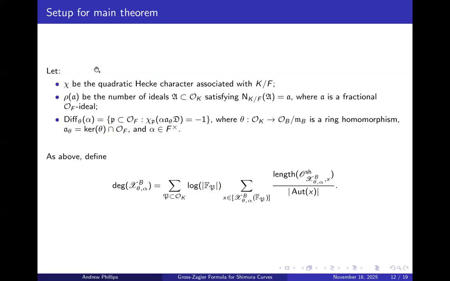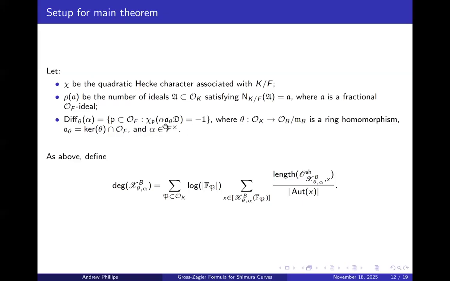So we have this function. I want to state it more generally because I want to allow for the possibility for that to be equal to 0. And then one more set here. This is basically going to form the support set of our stack, which is we're going to look at all primes of F where this local character at p, when you evaluate it at alpha times this A_theta D, where alpha is an element of F and A_theta is the kernel of this ring homomorphism contracted down to F, is equal to -1.